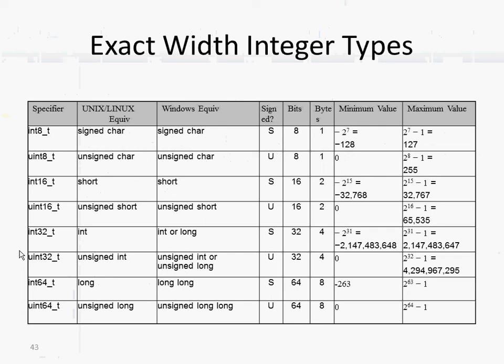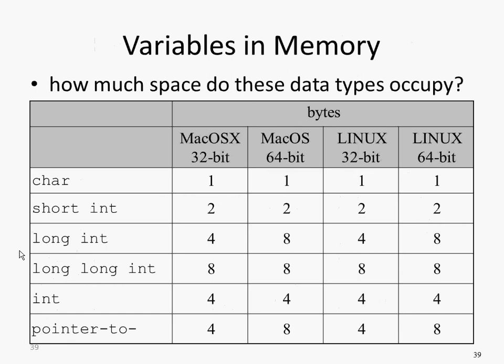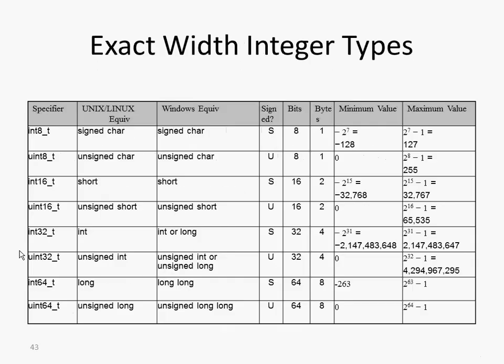Yeah, that's a great question, and I actually had that question in an office hour. What happens if we try to use a 64-bit int on a 32-bit system? Suppose we try to add a 64-bit int. How many bytes is in a 64-bit int? 8 bytes. So it spans 8 bytes.